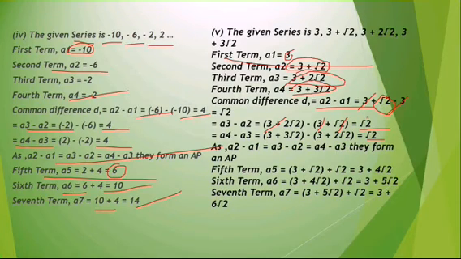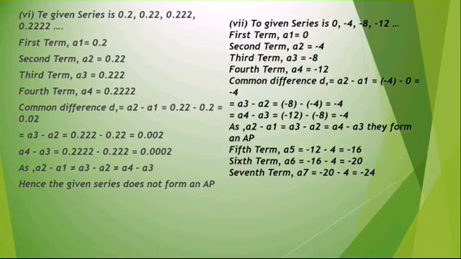Fifth term will be equal to fourth term plus d, that is fourth term is 3 plus 3 root 2 plus root 2, that is d, will be equal to 3 plus 4 root 2. Sixth term will be equal to 3 plus 4 root 2 plus root 2, that is 3 plus 5 root 2. Similarly seventh term will be equal to 3 plus 6 root 2. So finally we have completed this question. Let's move to the next question.